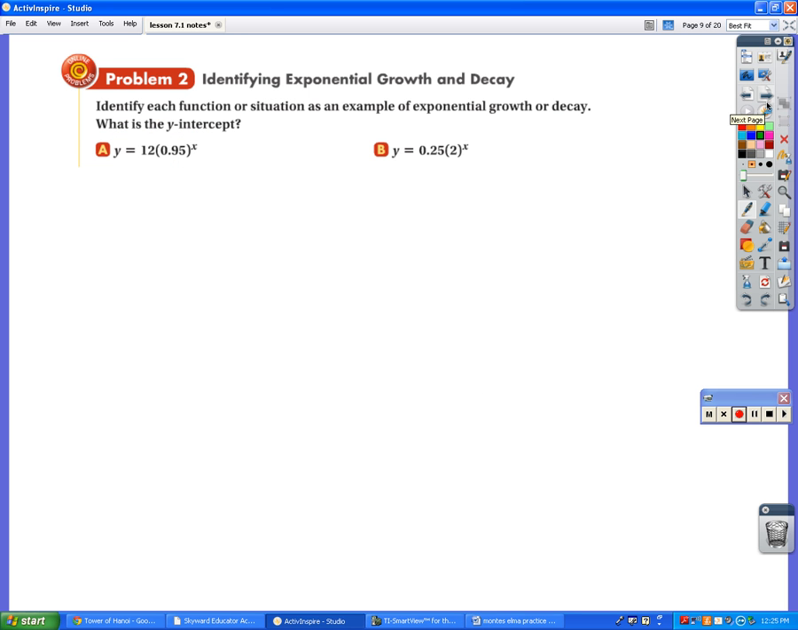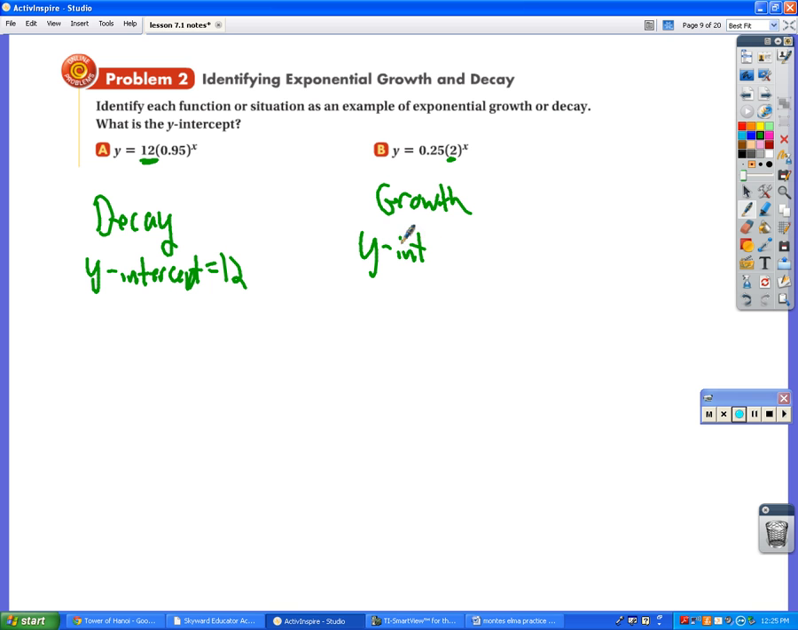All right? So 12 times 0.95 to the x, growth or decay? Decay, because the 0.95 is less than 1. And what is the y-intercept? The y-intercept is 12, right, good, because it's the number that is in front. Okay, nice. How about this one right here, growth or decay? Growth, because 2 is bigger than 1, so that's going to be growth. Stay away from me. Don't touch me, you're growth. And then the y-intercept is what? 0.25.